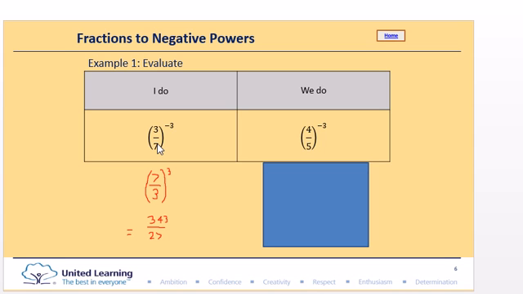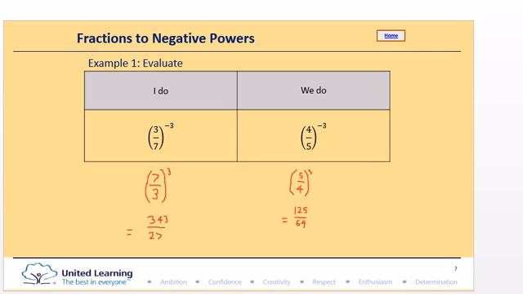So 3 over 7 to the power of negative 3 we can change to 7 over 3, that's been flipped, to the power of a positive 3 rather than a negative. From here, we just do 7 to the power 3, or 7 cubed, and 3 to the power 3, or 3 cubed, which gives me a final answer of 343 over 27. Please pause the video here for a couple of minutes and try the we do yourselves in your books.